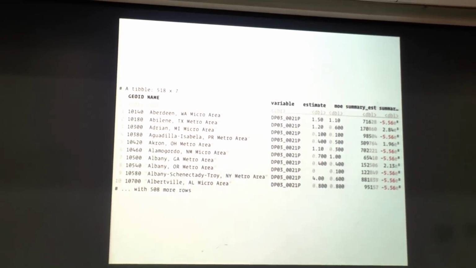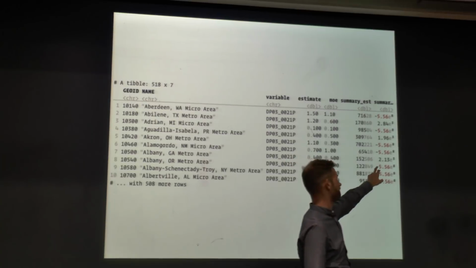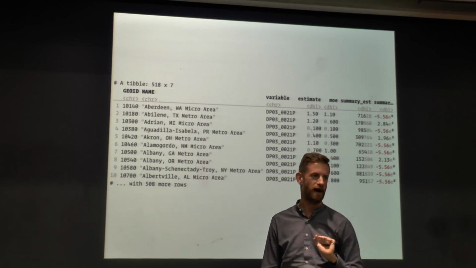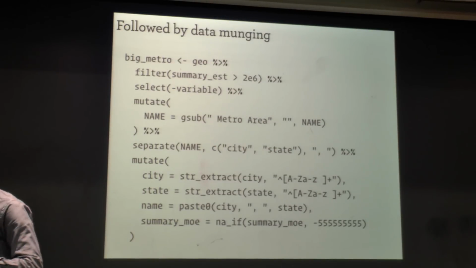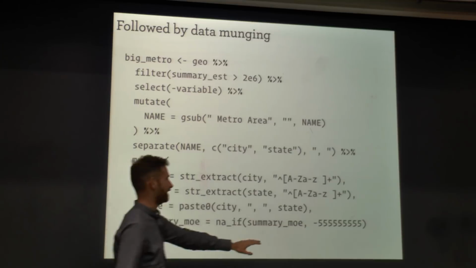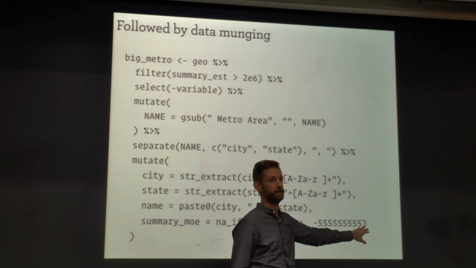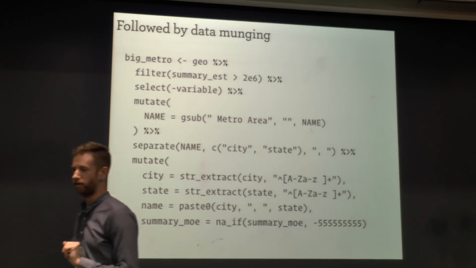The other thing that's a little odd, which you can't quite see here, is that there's this margin of error that has been recorded as negative 5555555, which is a little suspicious. And in fact, that is actually how this data is representing missing values. So I'm also going to turn those weird values into actual missing values.